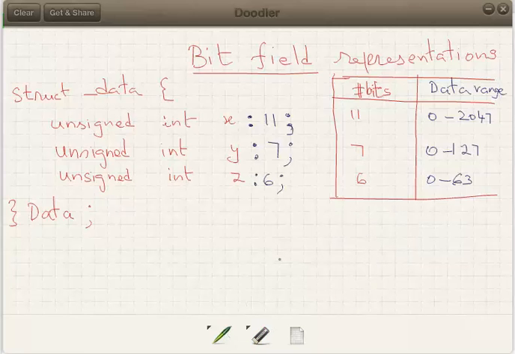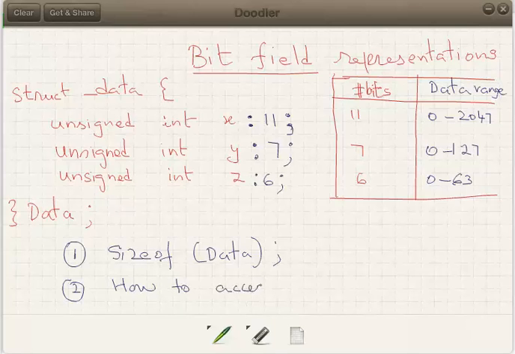Okay, so now let's figure out what happens. Let's write this program and see the size of data, and that's one thing we'll see. The second thing is how to access member variables.